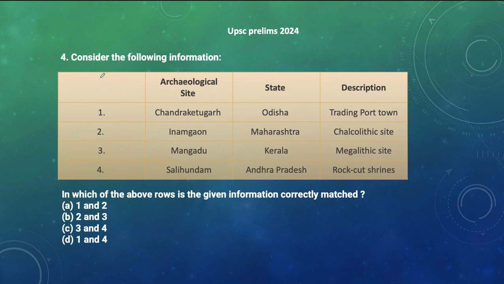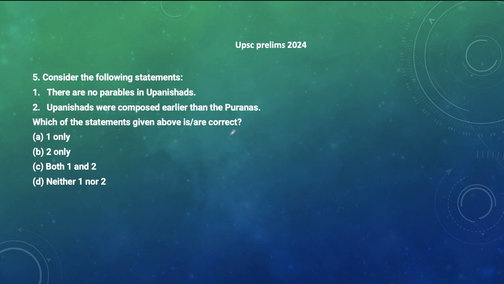Now let's move on to the fourth question. Here they are asking us to match archaeological sites with the description, whether it is a Chalcolithic site or a megalithic site. All these are also available in your basic NCERTs, which you can easily remember. Inamgaon and others are all directly available. If you make notes out of the NCERTs while reading, then you can easily answer this question, students.